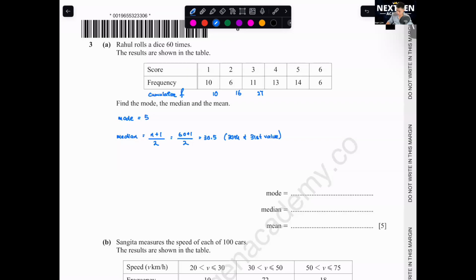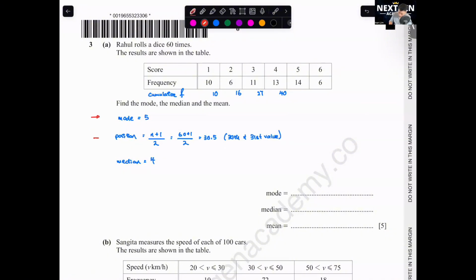We haven't reached the 30th and 31st value yet. So here is until the 40th value. That means from the 28th to the 40th value, it will be 4 here. So my median value is equal to 4. Sorry, this first one is not the median; this is the position of the median.